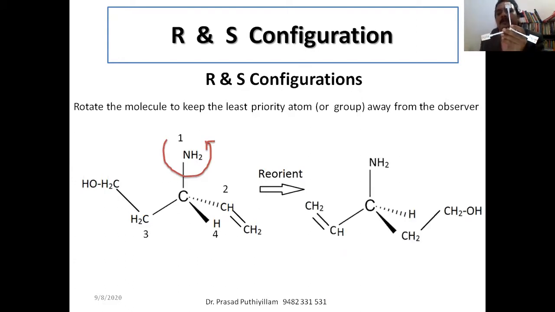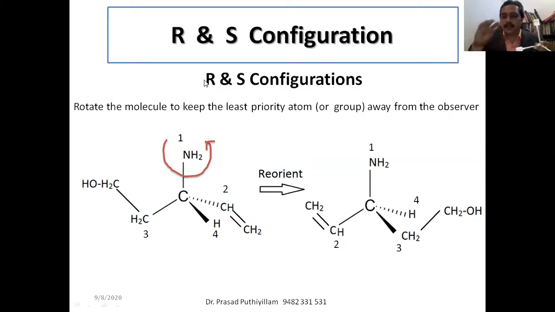Then we'll get the corresponding structure with CH2OH on the right side of the screen, CH with a double bond on the left side of the screen, NH2 at the top, and hydrogen goes towards the back side. Okay, so this is the arrangement. Now priority order: nitrogen gets the first priority. The double bond gets the second priority, where the double bond is towards the left side of the screen. And CH2OH will get the least priority.